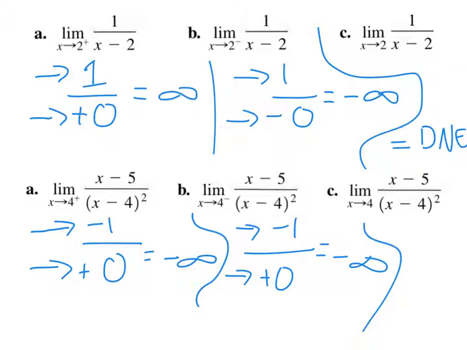And then for this last one, just like last time, even though they're both going to negative infinity, this is still a case of the limit not existing. Right? We're just being more specific than not existing. We're saying the limit doesn't exist, and in fact, the values blow up to negative infinity around 4.